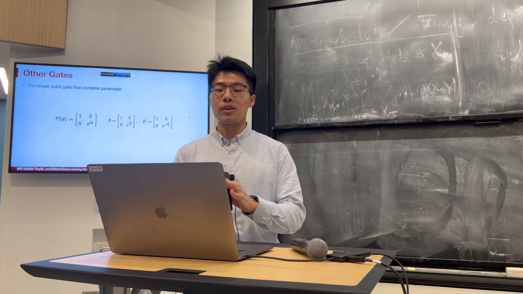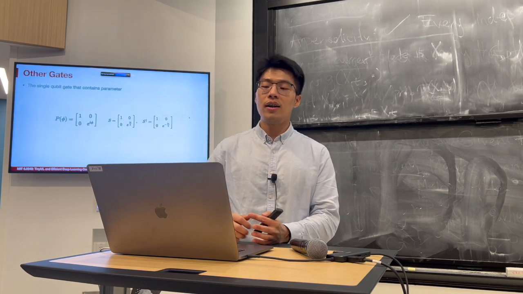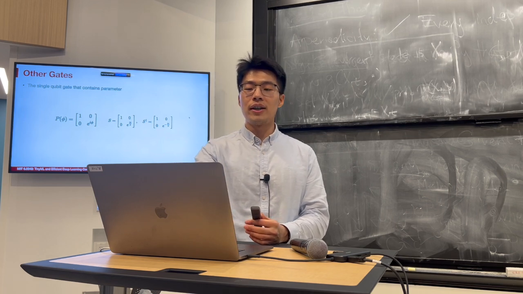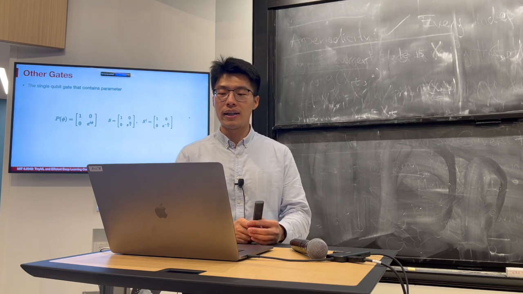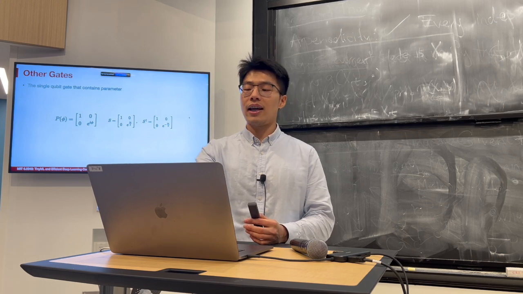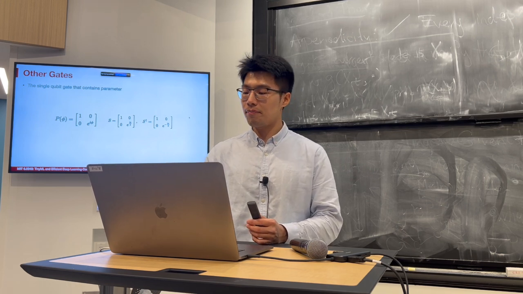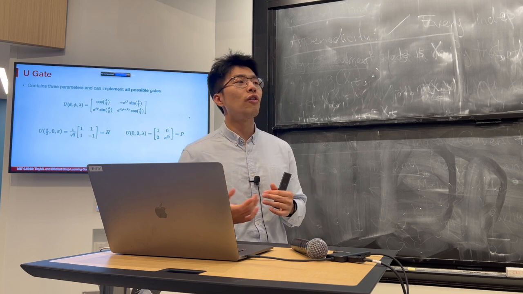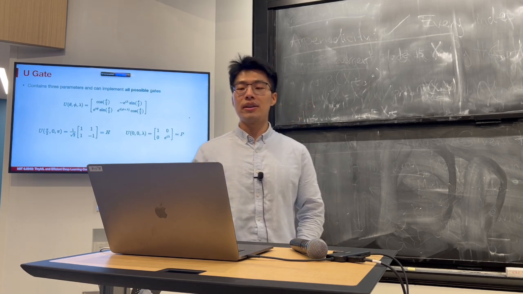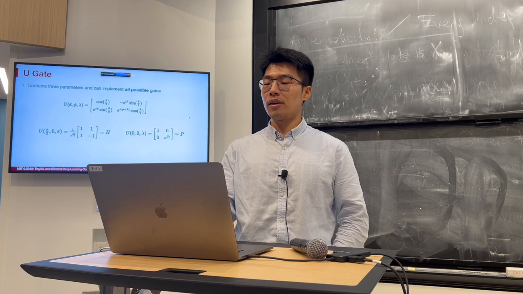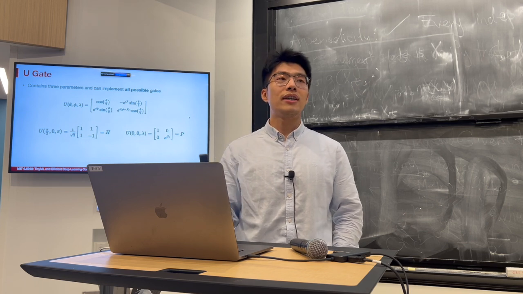That's also the case for some other gates. For example, here we are introducing several of the very commonly used single qubit gates. For example, the phase gate, the S gate, and also the S dagger gate. The most general form of the single qubit gates can be represented with this U gate. Right, so here we have 3 parameters inside this U gate.